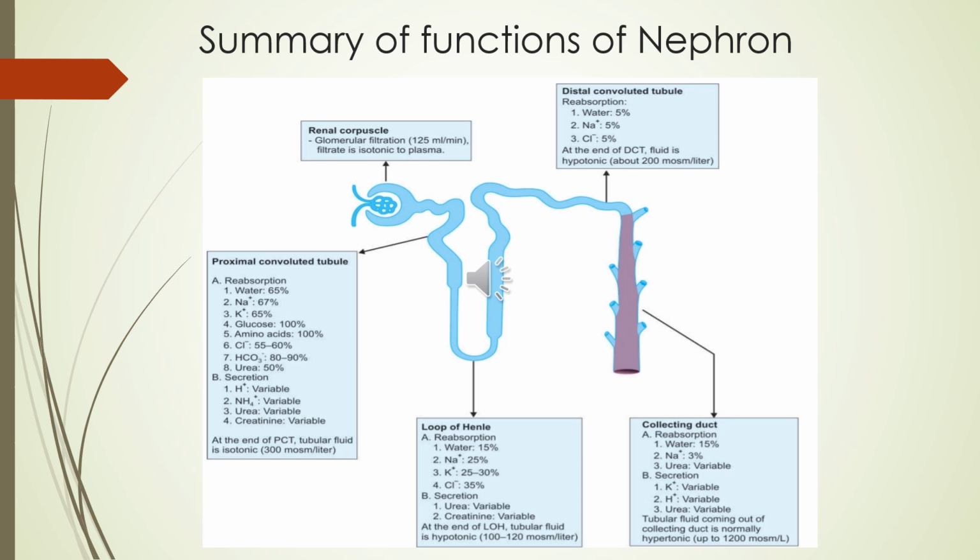So by the time this filtrate passes through the collecting duct, it becomes hypertonic, having an osmolality of 1200 milliosmoles per liter.